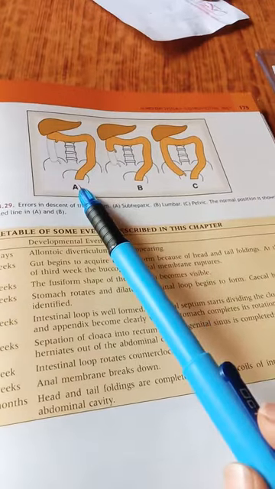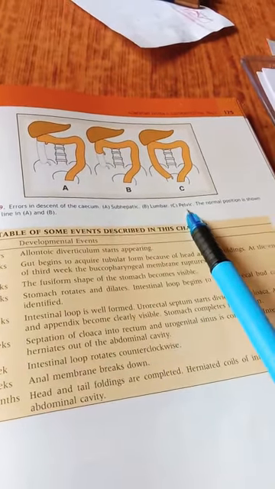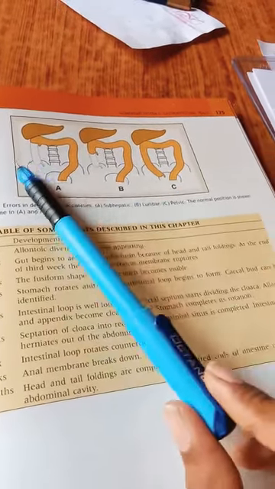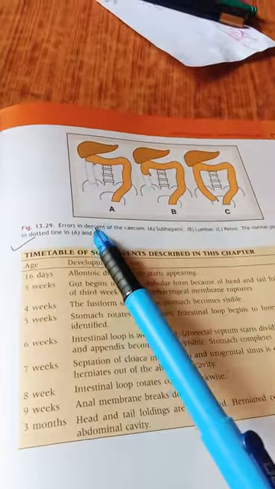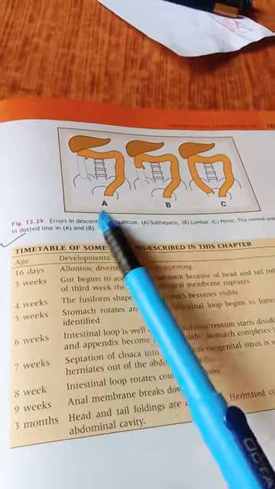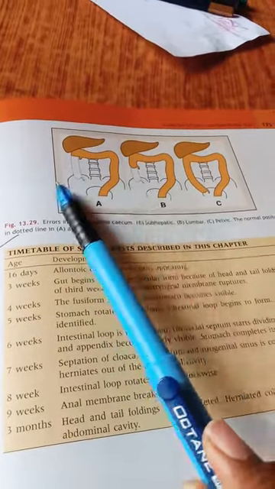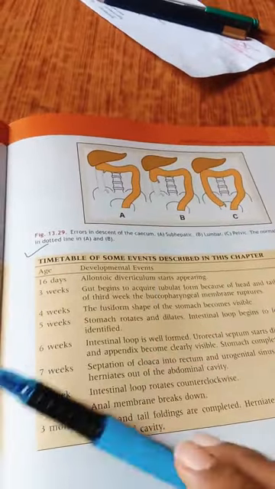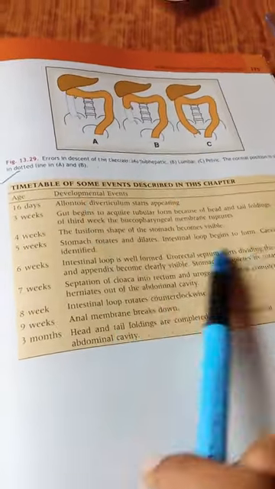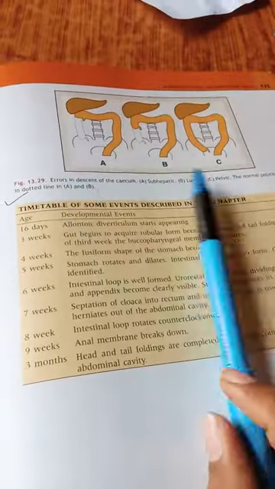And this is the final diagram, errors in descent of cecum. So here you can see this is subhepatic, B is lumbar, C is pelvic. So the cecum is absent over these areas if you observe. The normal position is shown in a dotted line, A and B. So in the dotted line you can see that is the normal position, but how it is abnormal now. So these are the errors in descent of cecum. So if you check out this timetable of events, it is perfect. So we have completed this lesson.